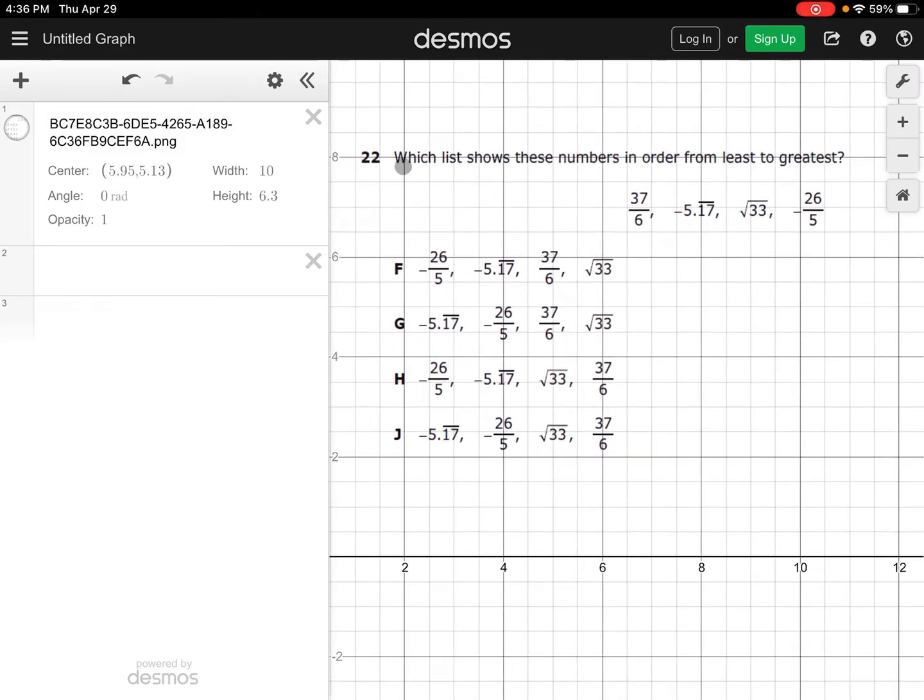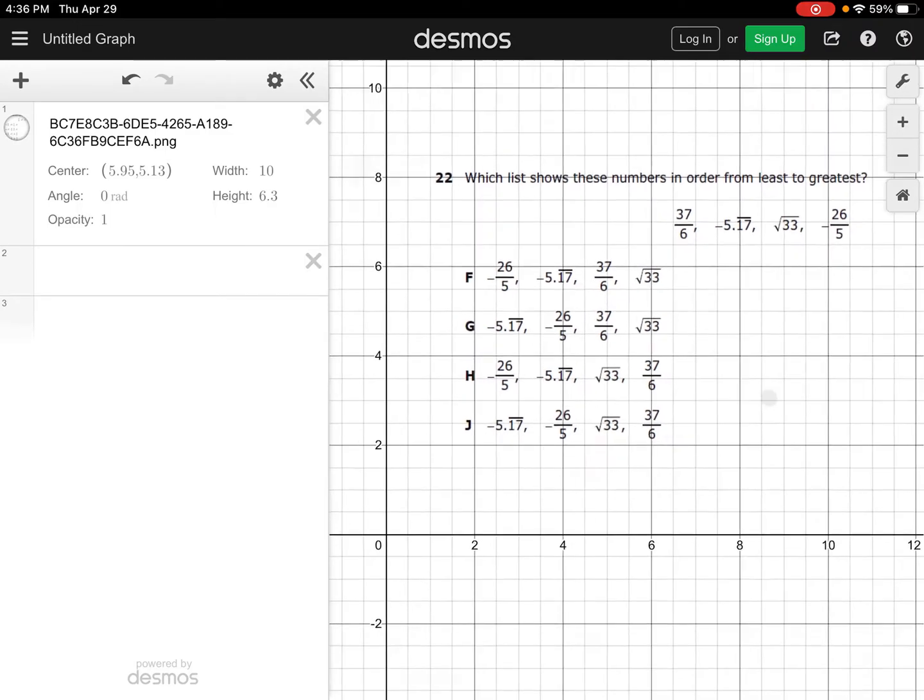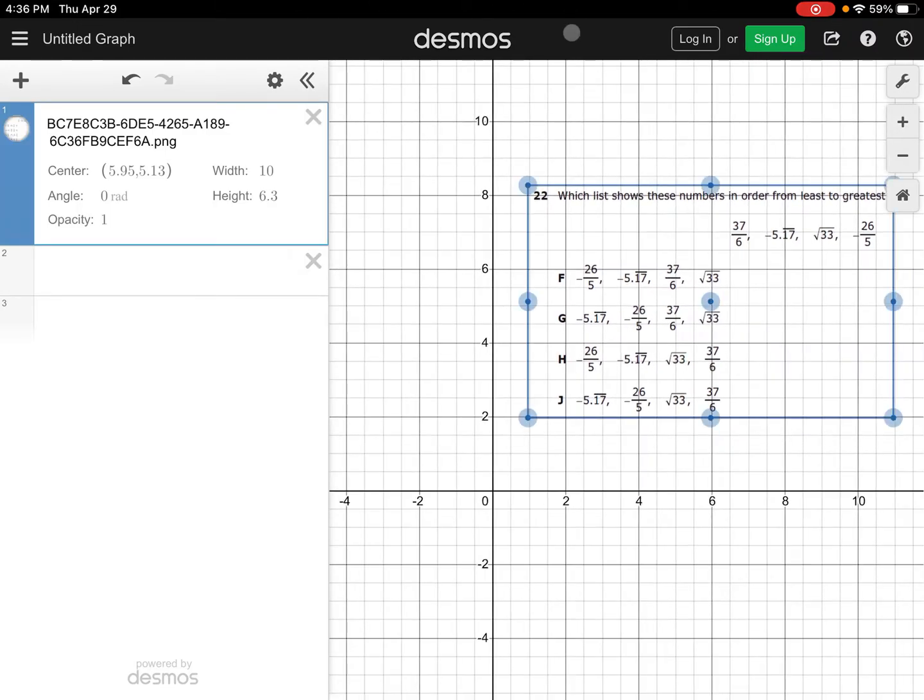All right, so we've got this question. Which list shows these numbers in order from least to greatest? So we are looking at ascending order. What we can do is use Desmos to make a number line and put these numbers on there. So we'll zoom out here a little bit.